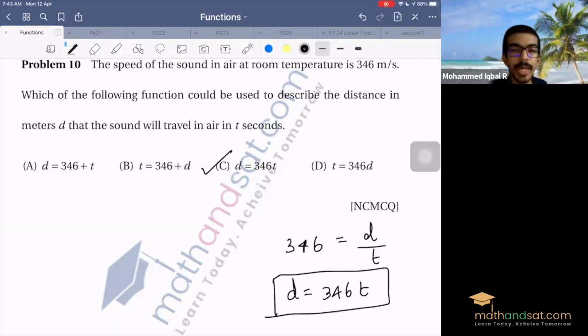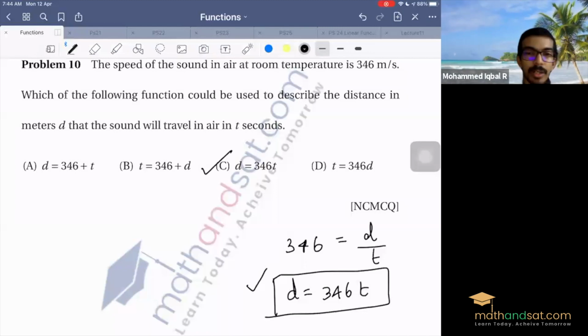Is it okay? So in 1 second, it will cover 346 meters. In 2 seconds, it will cover 2 times 346. In 3 seconds, it will cover 3 times 346. In 4 seconds, it will cover 4 times 346. That is what this relationship is saying.